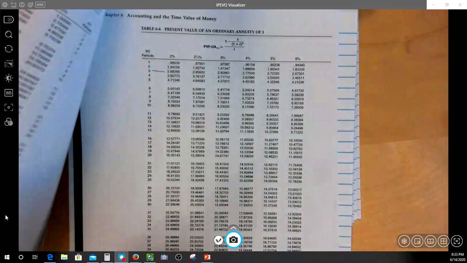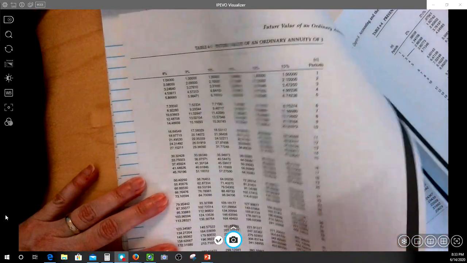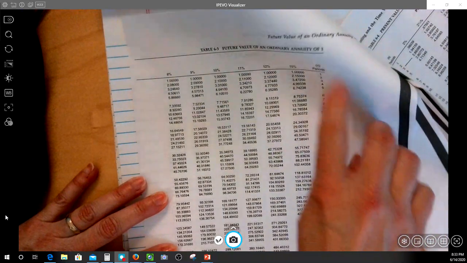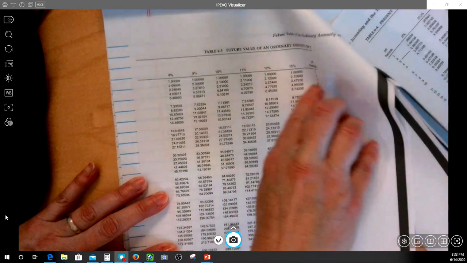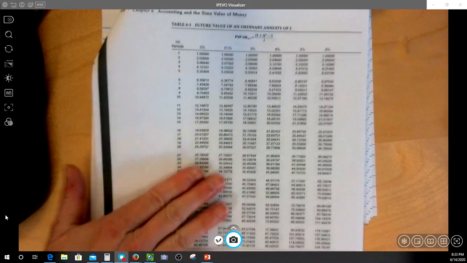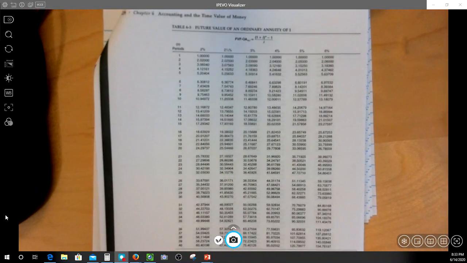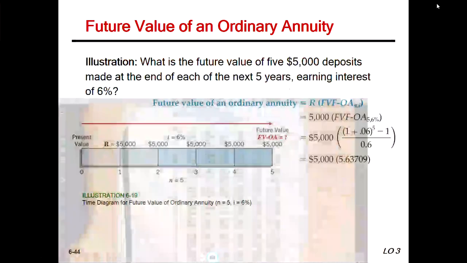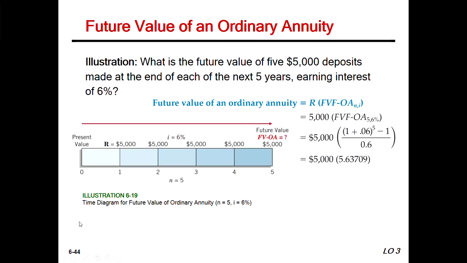I have 2 pages of this. So here's the second on the other side, but the same information, just different interest rates that go along the top. That's what you're going to be looking at once I post these tables. All right, so continuing on, let's look at this illustration now, because we'll use the tables so I can show you step by step how this works.